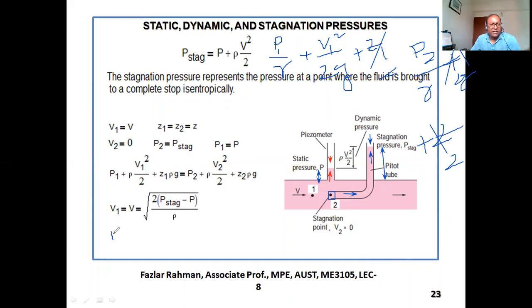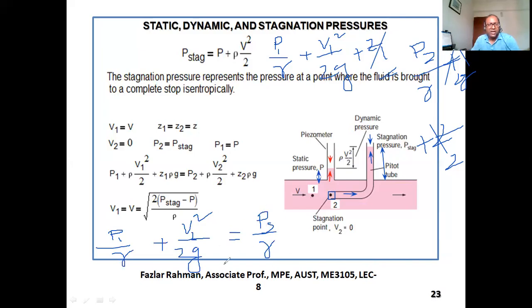On the left side, you are getting P1 divided by gamma plus V1 square divided by 2G, equal to P2 by gamma on the right side, right? This P2 is called the stagnation pressure because at this point the velocity is 0, and you make the velocity 0 forcefully. So this is called stagnation pressure.